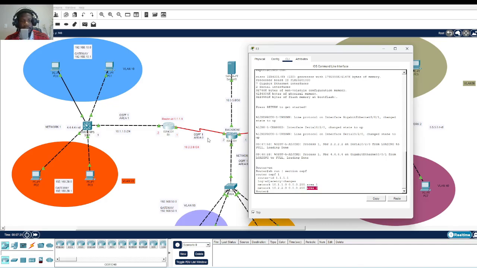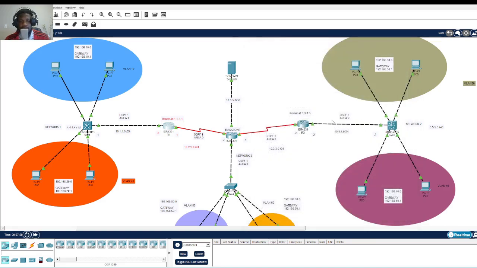To complete the configuration, you have to advertise both, so that this layer 3 switch over here learns about area 0, and so that the backbone learns about area 1. So it's pretty much acting like the middleman in this scenario here. And the same thing is going on this side.